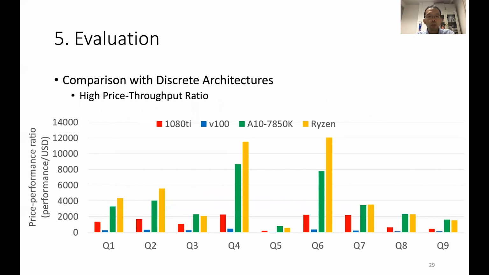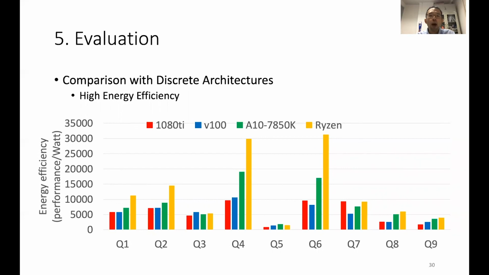FineStream on integrated architectures shows a high price-throughput ratio compared to SABER on the discrete architectures. This slide shows the comparison of this price-throughput ratio. On average, FineStream on the integrated architectures outperforms SABER on the discrete architectures by 10.4 times.